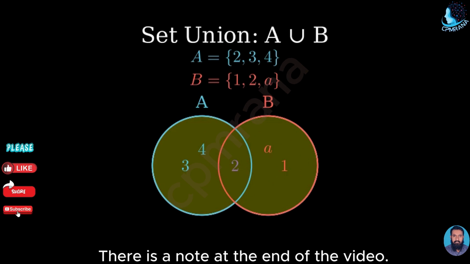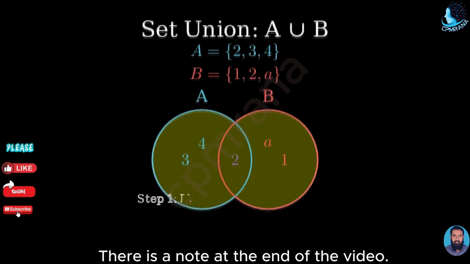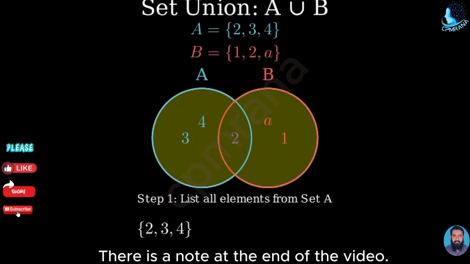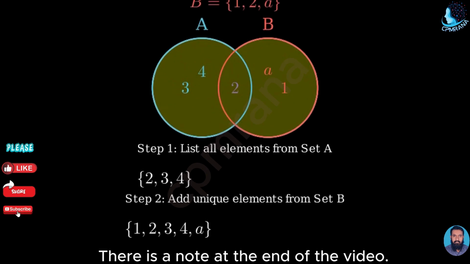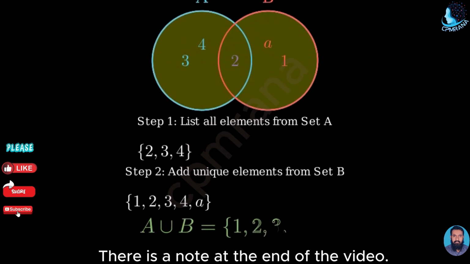Let's write out our solution step by step. First, we list all elements from set A: 2, 3, and 4. Then we add any elements from set B that aren't already listed: 1 and A. Notice that we don't list 2 twice, even though it appears in both sets.